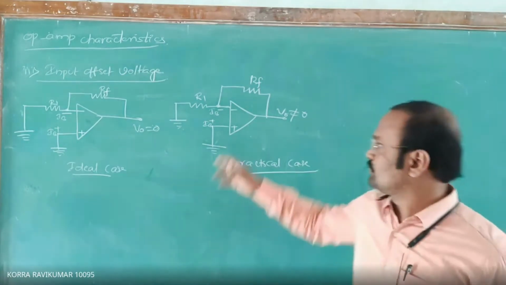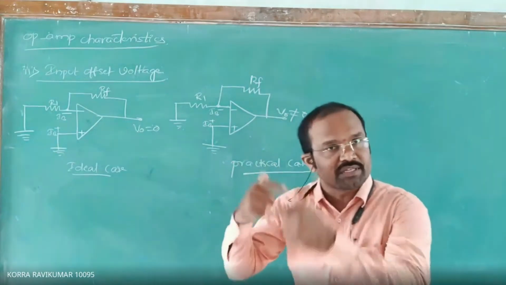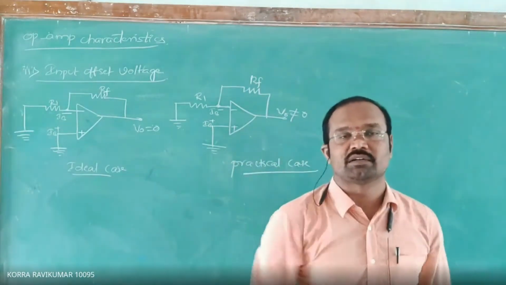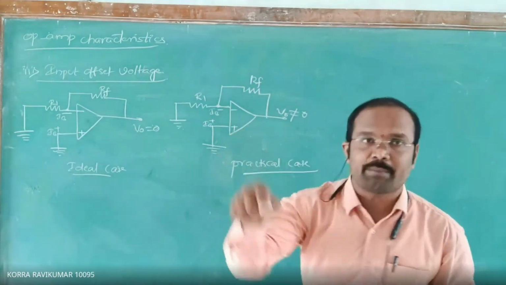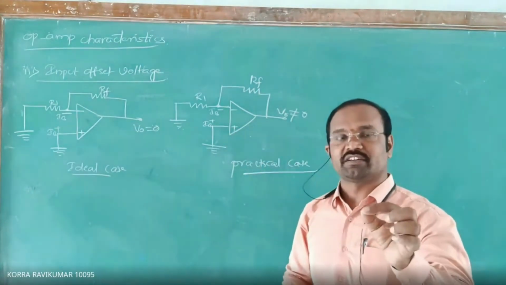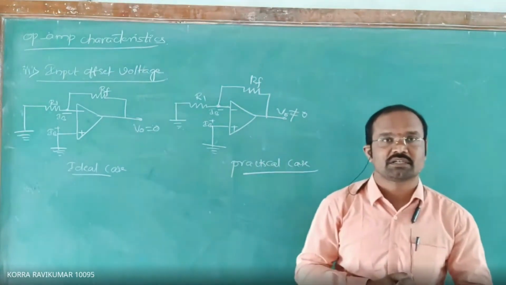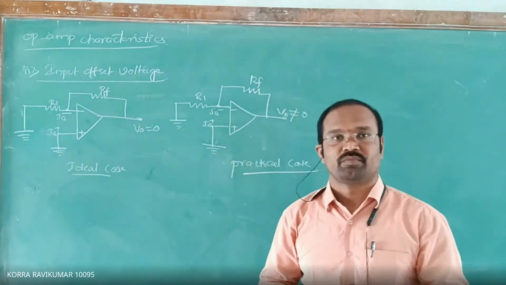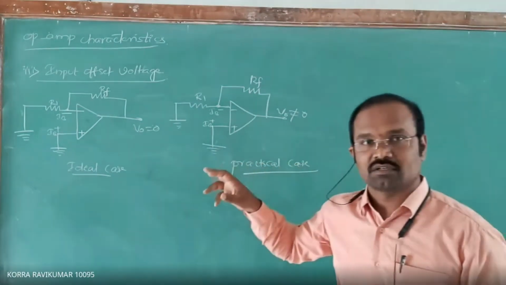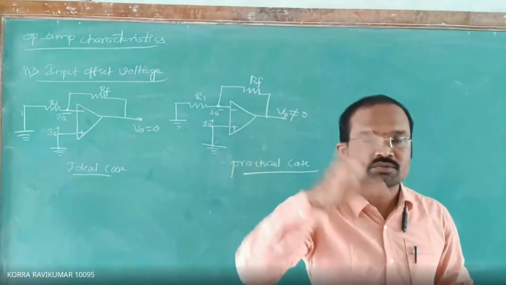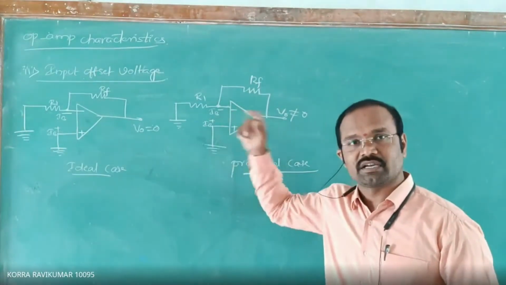So actually, both the signals are grounded, and then you have to get output equal to zero. Instead of getting zero, you are getting something at the output. It should not happen. It is happening just because of mismatch in input circuits. So to make the output voltage of a practical op amp equal to zero, we need to give some differential voltage at the input side.